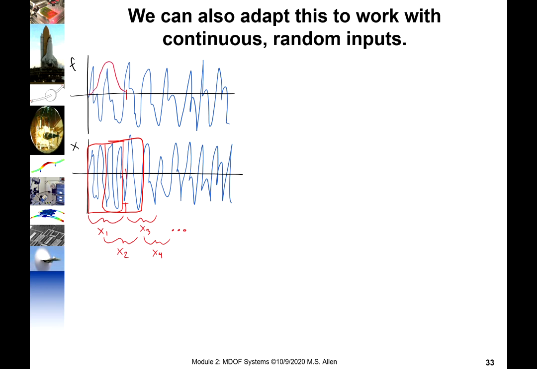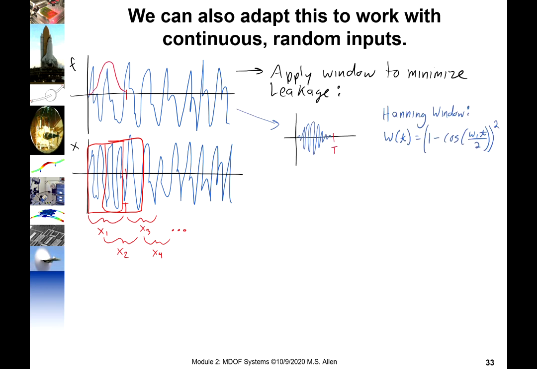Okay, but this does cause a little bit of a problem, because we'll have leakage if we try to take the FFT of these signals without doing anything to it. So what's done is to multiply the signals by a window. For example, a Hanning window has this shape that I sketched in right here. And when we multiply the force times that window, we get a force with an envelope on it like that.